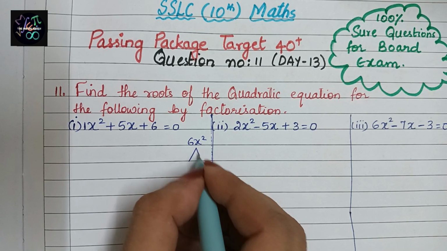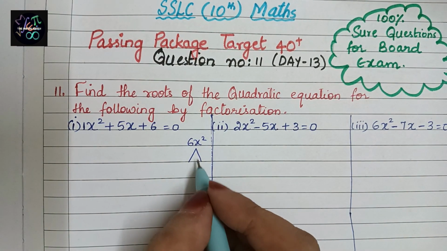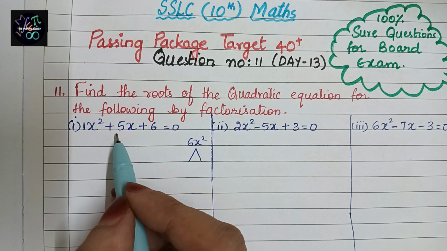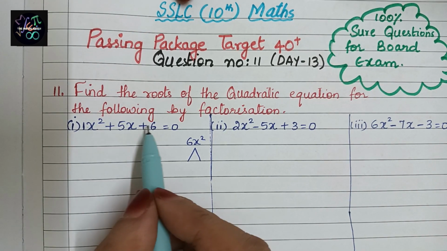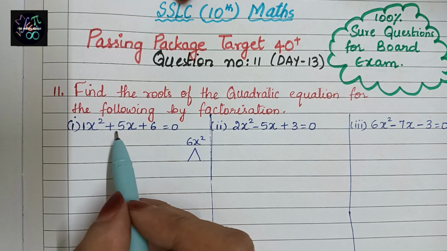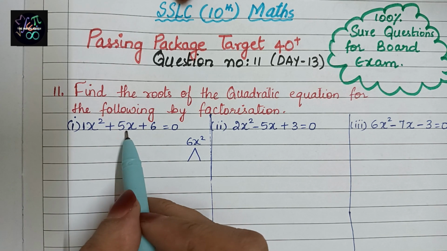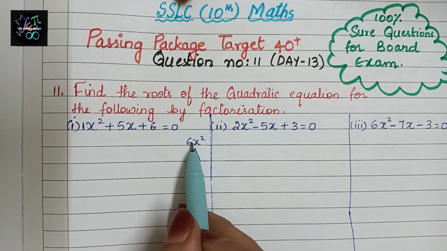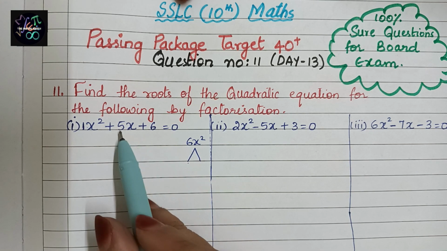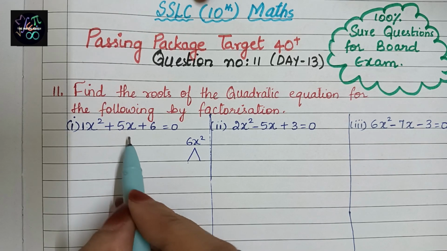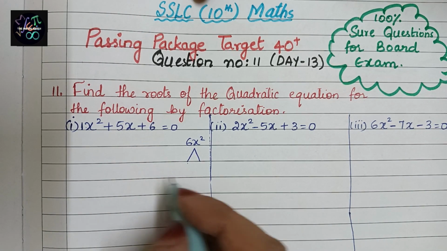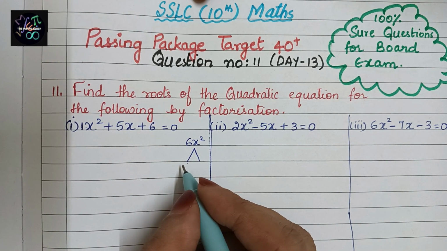We should find two such numbers. When we multiply, we should get 6x square, and when we add or subtract, we should get the middle number. Always remember, first and last we should multiply. Then which number is left? The middle number is left. So we should find two such numbers. When we multiply, we should get this number, but when we add or subtract, we should get the middle number, so we should split it into 2. Let us see what those numbers are.